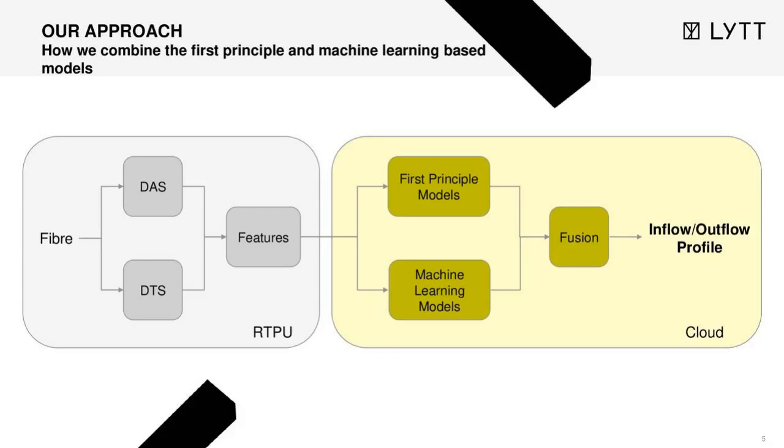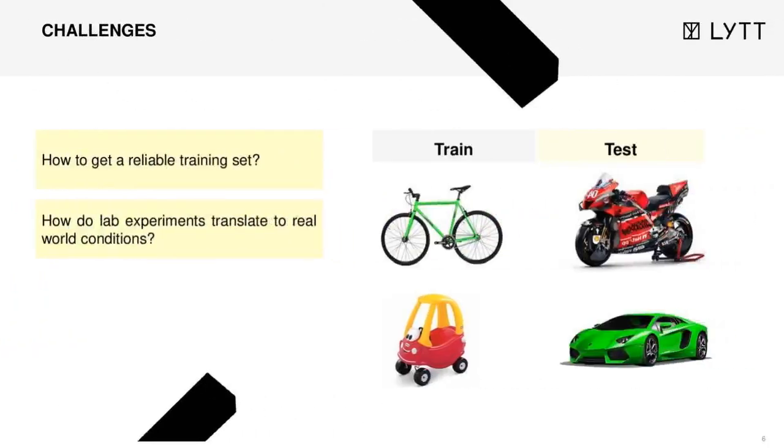The last block, the most important one, is the fusion block. This is the core of the hybrid model. It is responsible for combining the output of all the models and generating the inflow or outflow profile of the well. Its goal is to maximize the likelihood of our prediction being correct and as accurate as possible. So let's move on to the challenge of this approach.